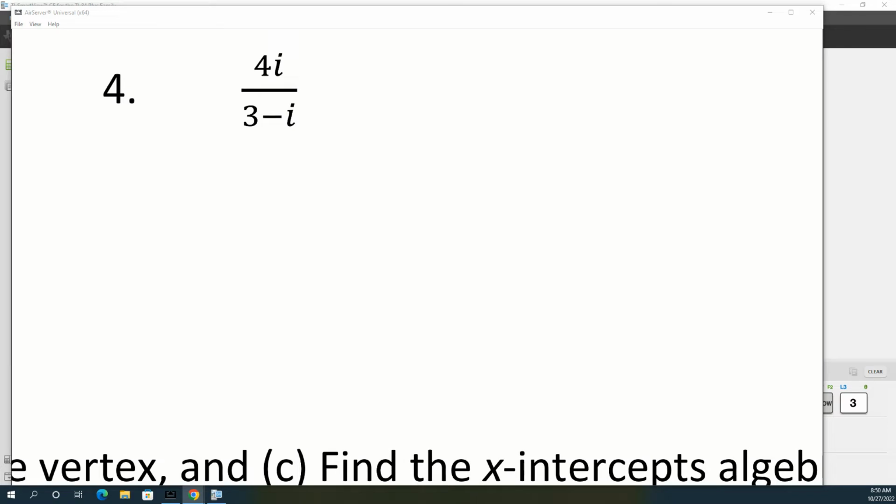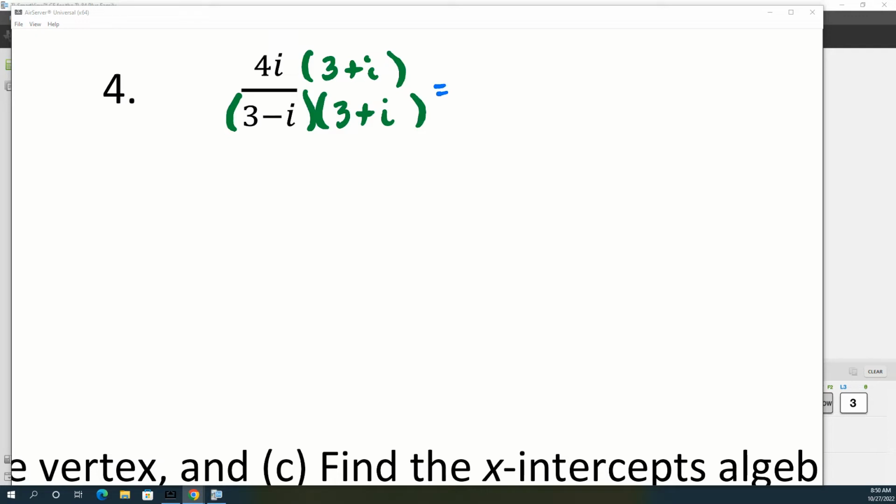So on this one, you are going to multiply the numerator and denominator by the conjugate of the denominator. So what is the conjugate of the denominator? Yes. So same real part, but opposite imaginary part.